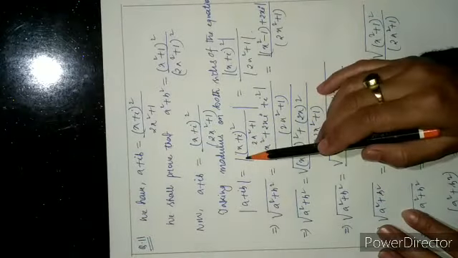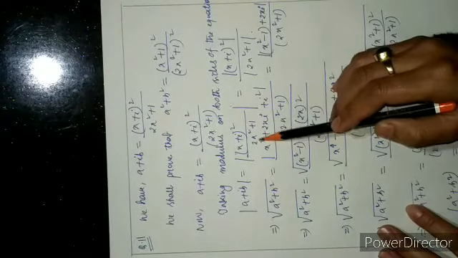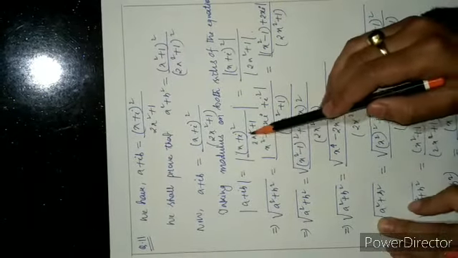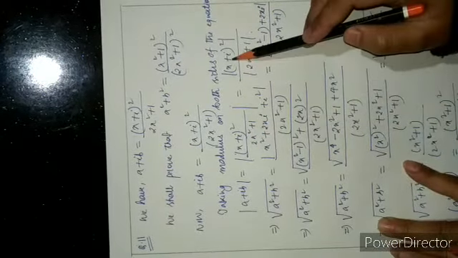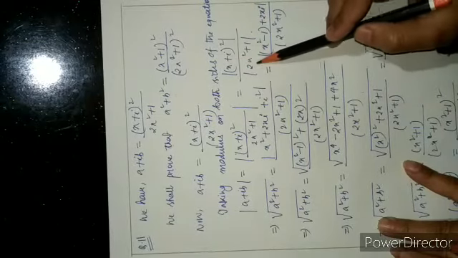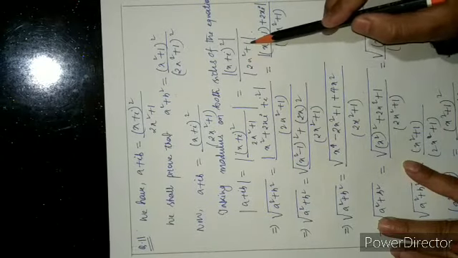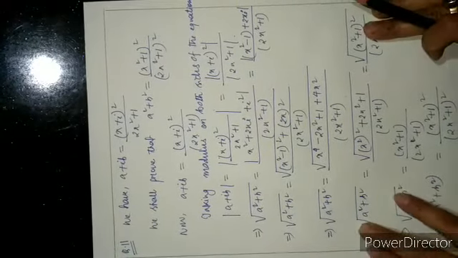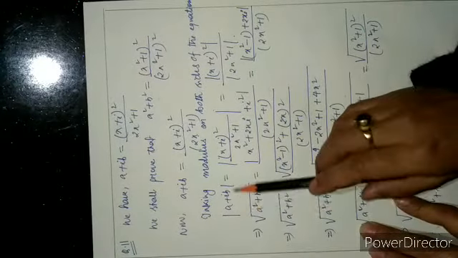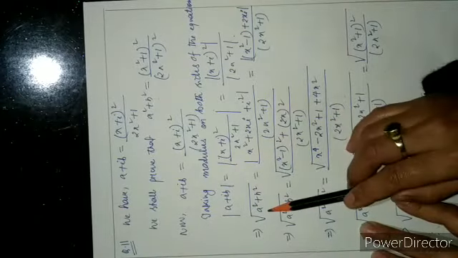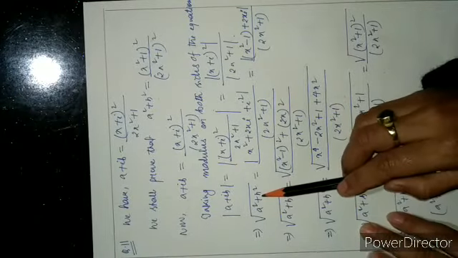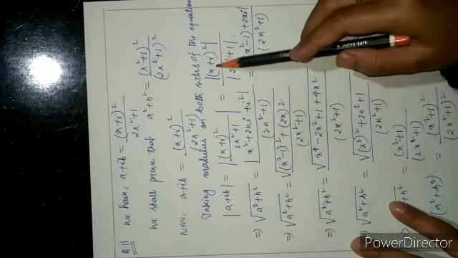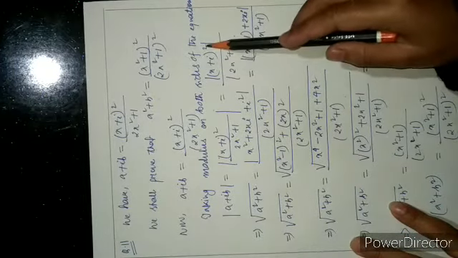Modulus of (x plus i) whole square by 2x square plus 1 is equal to modulus of (x plus i) whole square divided by modulus of 2 times of x square plus 1, by the result of the modulus property. Then modulus of a plus ib is equal to root over real part square plus imaginary part square, a square plus b square. Then expand this expression (x plus i) whole square.